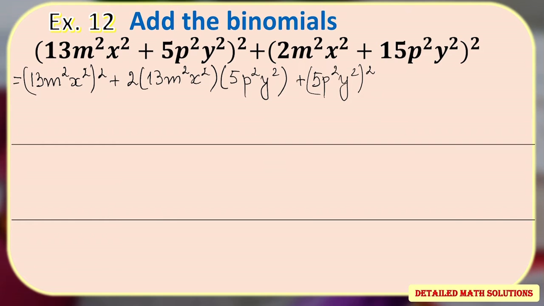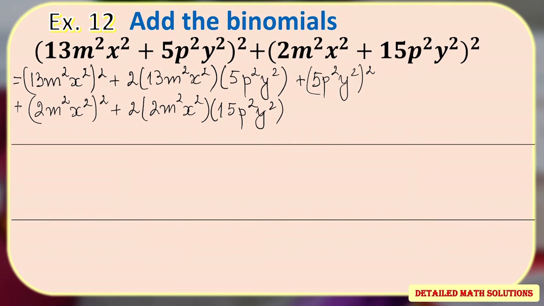Next, I'm going to apply the formula for binomial square for the second binomial and write that underneath what I just wrote. So this equals plus 2m squared x squared in parentheses to the power of 2 plus 2 times 2m squared x squared multiplied by 15b squared y squared plus 15b squared y squared in parentheses to the power of 2.